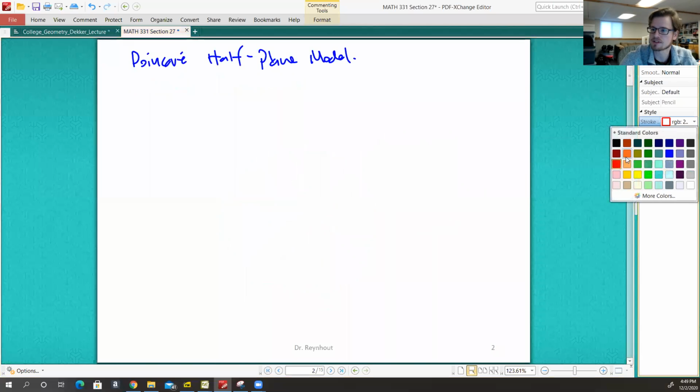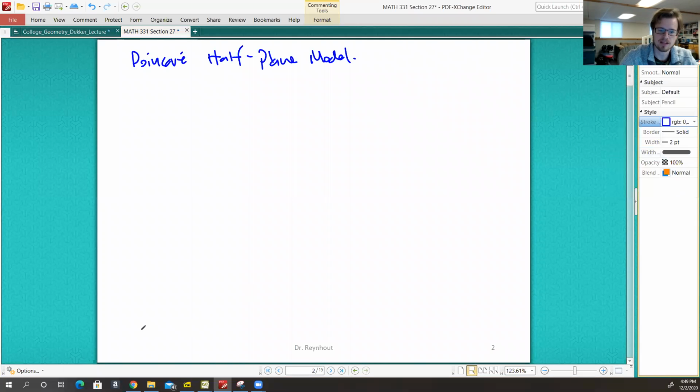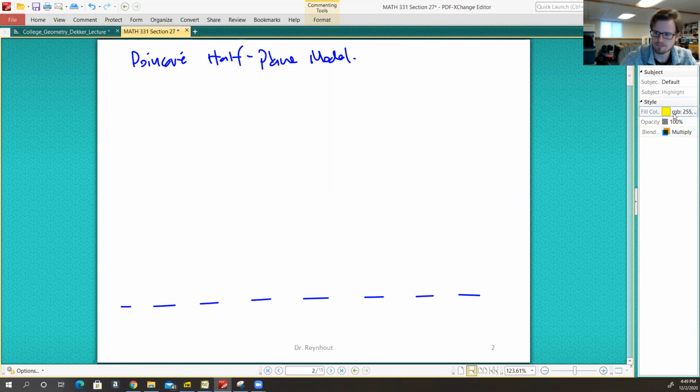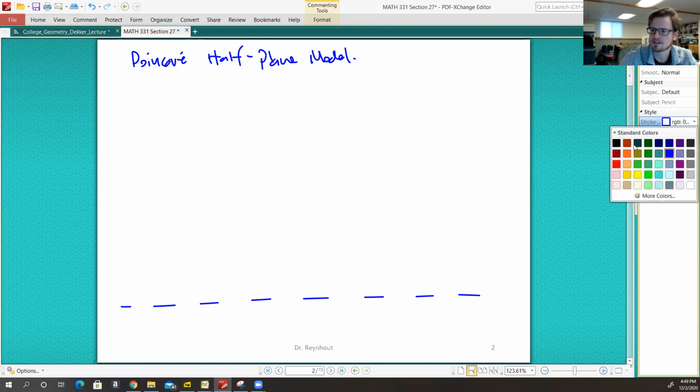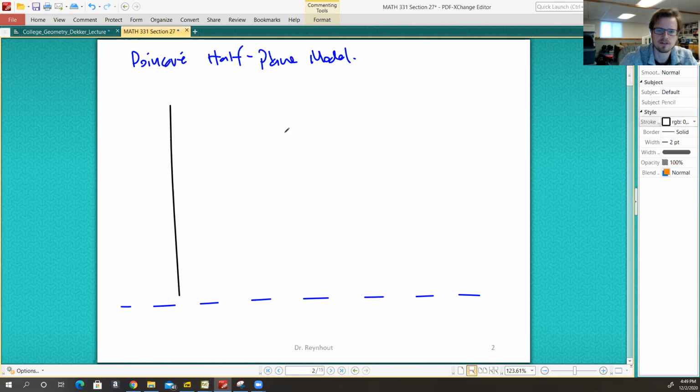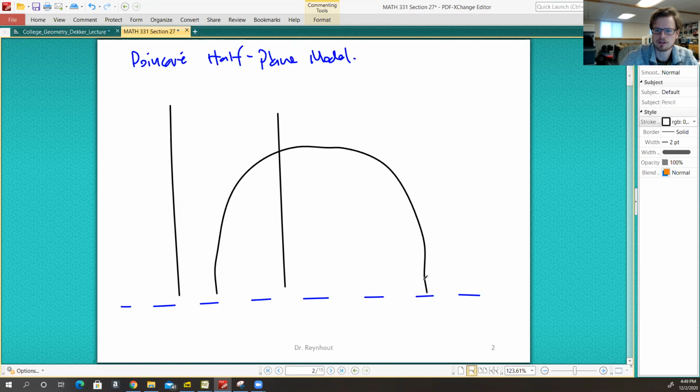So what does the half-plane model look like? Well, in the half-plane model, you can think of it as the top half of the coordinate plane. And lines here look like either vertical lines, or half circles. Notice that because they're a half circle, they also intersect orthogonally to this blue dashed boundary line.